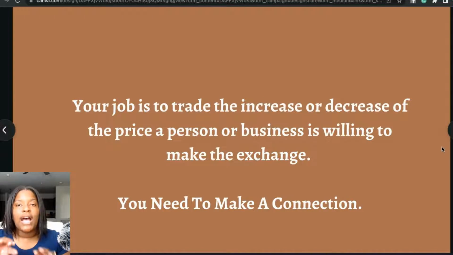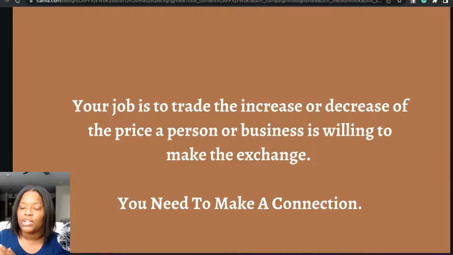Now, your job as the trader, and I want you to get this into your heart, your job is to trade the increase or the decrease of the price a person or a business is willing to make the exchange for. So you have to make a connection. One of the things that I've realized a lot of traders don't do, and this is a really important connection, okay? They have no idea how to read a currency pair alone outside of those green and red candlesticks. They have no idea what they're actually trading. They have no idea of how a currency actually looks.